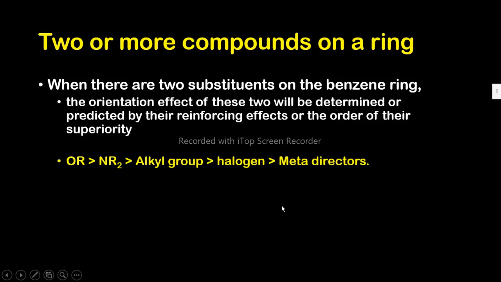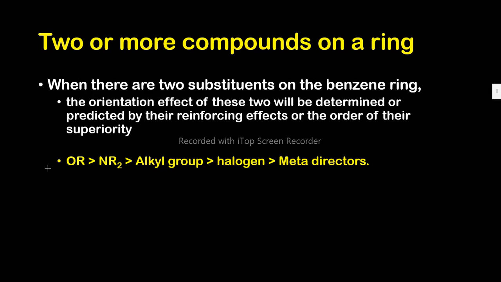Now, how about when you are naming a compound that has more than one group? Then this order is considered. Where the O is attached on the ring, it is given the first priority. Then followed by where the nitrogen is attached, followed by the alkyl group, and then halogen and meta directors. Actually, this is the order of reactivity, not nomenclature.